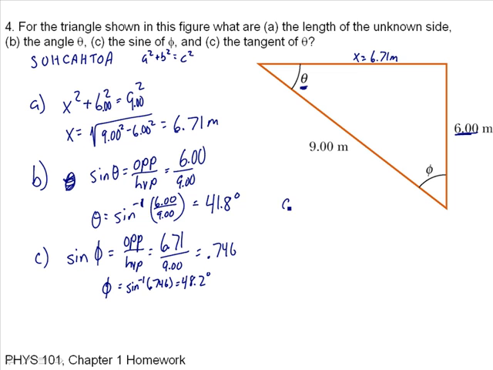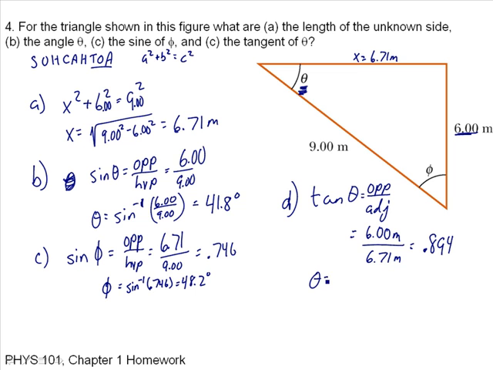And then finally in part D, I want to know what is the tangent of the angle theta. SOHCAHTOA, tangent is opposite over adjacent. The angle theta, the opposite side is the 6 meter side. The adjacent side is the 6.71 meter side. And that gives me 0.894.